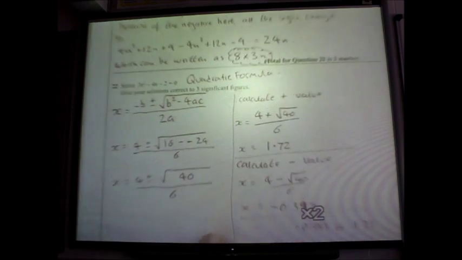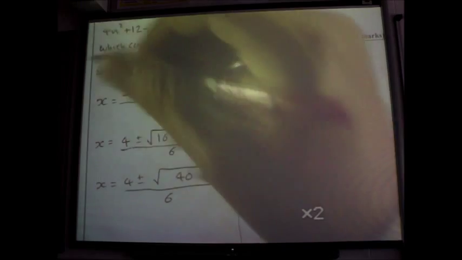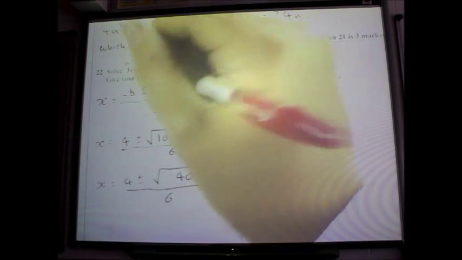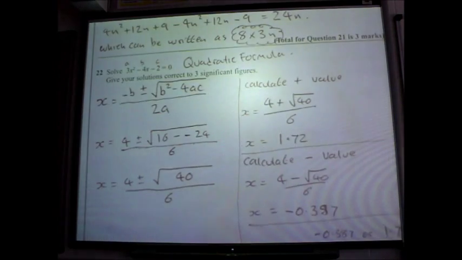Let's zoom in so we can see what I've done. Right, you need to know that A is your first one here. So A in this case is 3, B is minus 4, and C is minus 2.